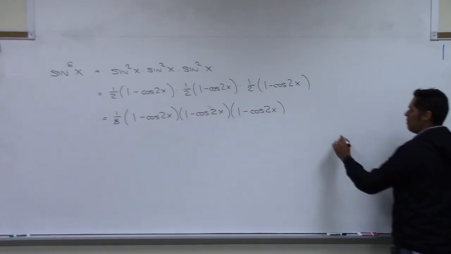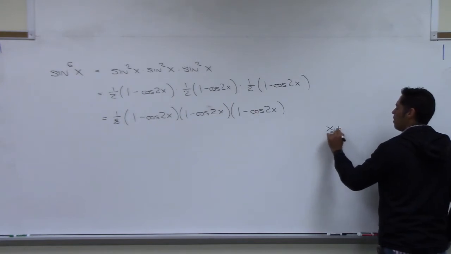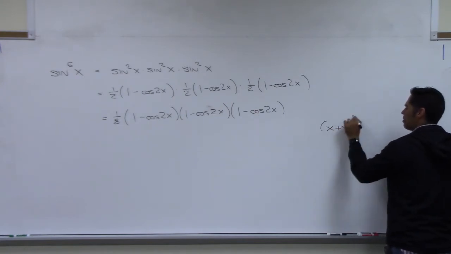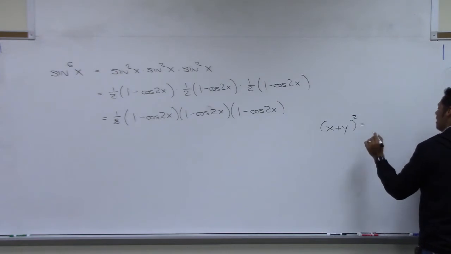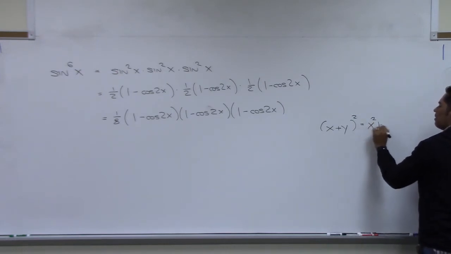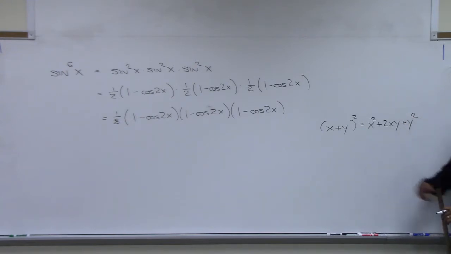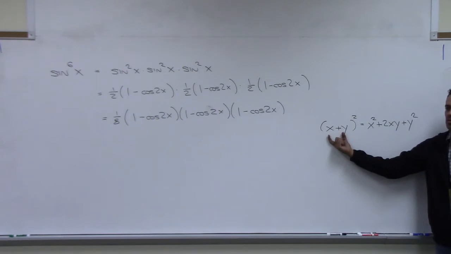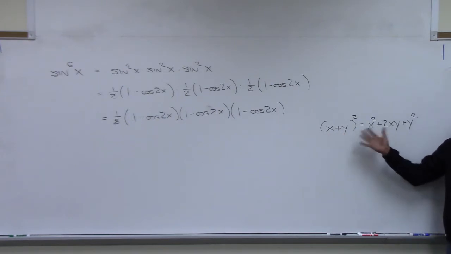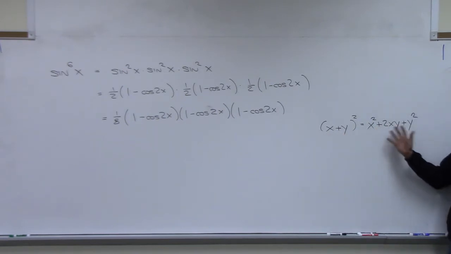Most people are okay with this. If I give you x plus y and ask you to square it, most people at this level are okay with the idea that there's a general formula for that. You square that, you put the squares at the ends, you multiply these two together and you double it. Have you all gotten to a point where you're comfortable with that?